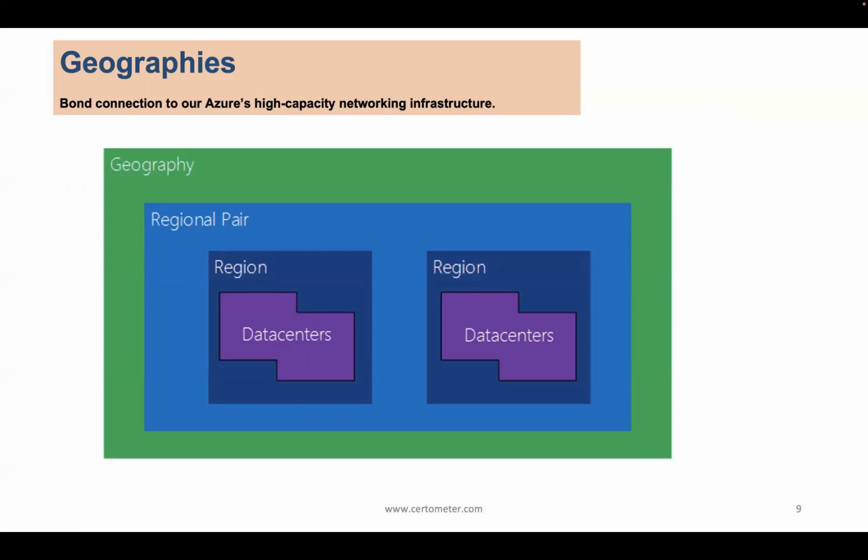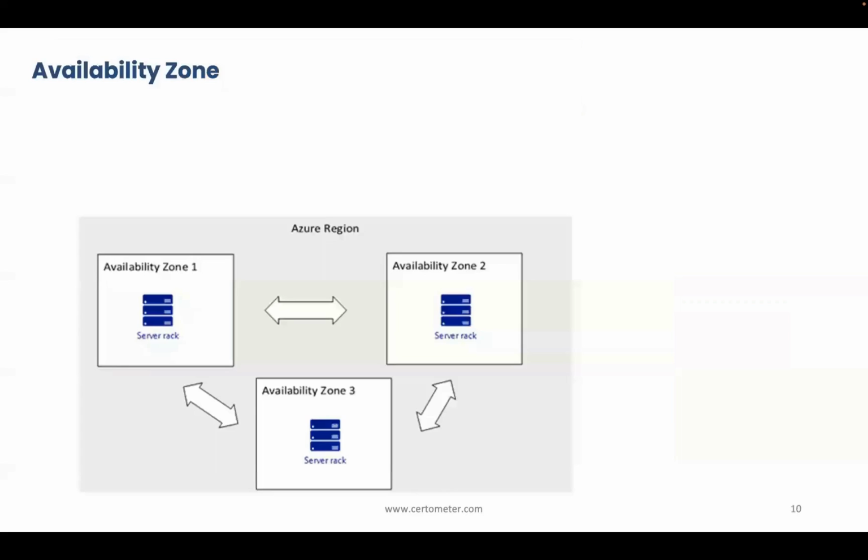However, they are fault tolerant to withstand complete region failure through their connection to our dedicated high capacity network infrastructure, as it is mentioned here. So it bonds the connection to scale up Azure's high capacity infrastructure. So this is the high level concept of geography. Now we'll understand what is availability zone, which is a very important concept which may be asked in any of your interviews.